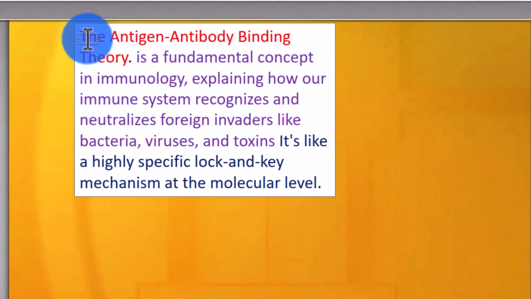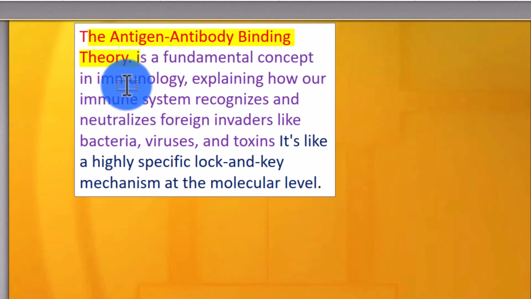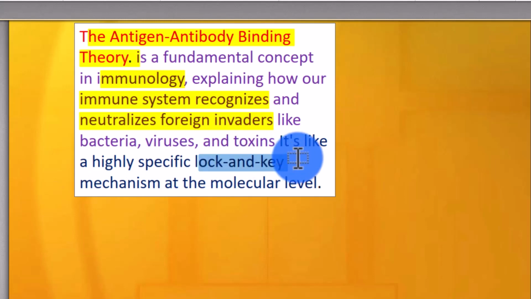The antigen antibody binding theory is a fundamental concept in immunology, explaining how our immune system recognizes and neutralizes foreign invaders like bacteria, viruses, or toxins. It's like a highly specific lock and key mechanism at the molecular level.